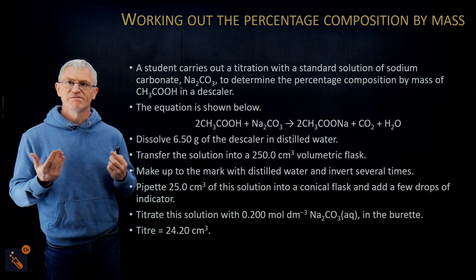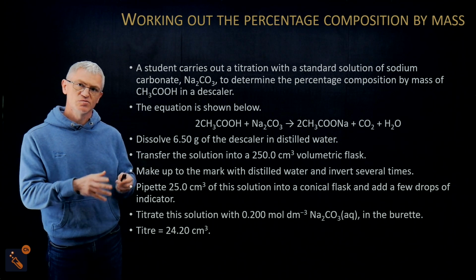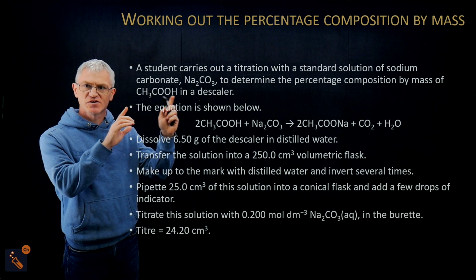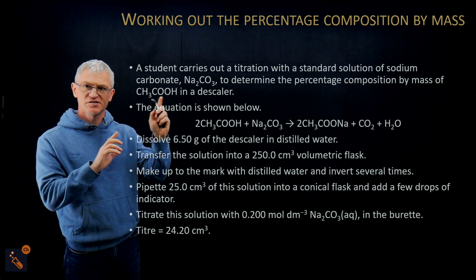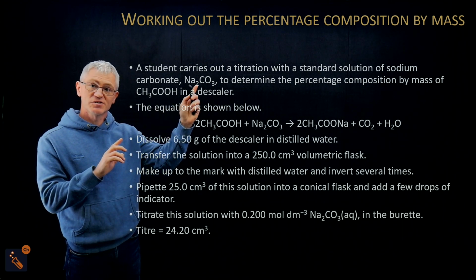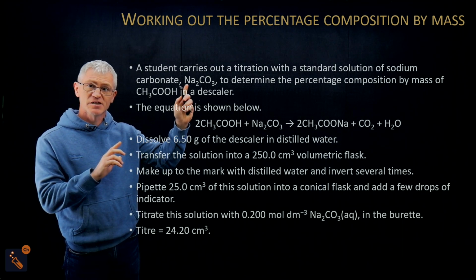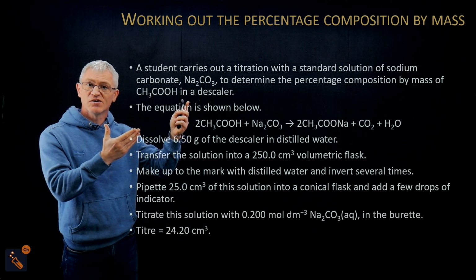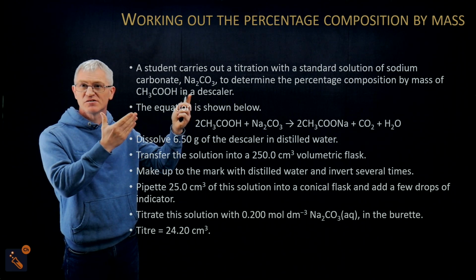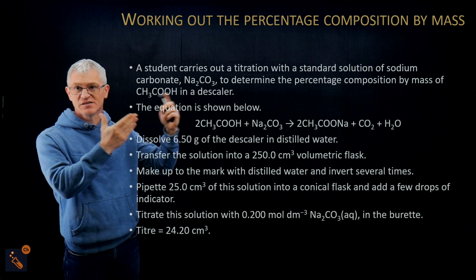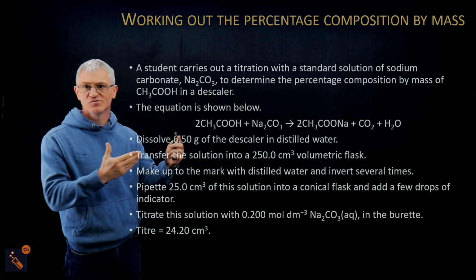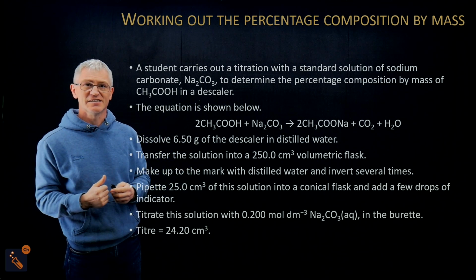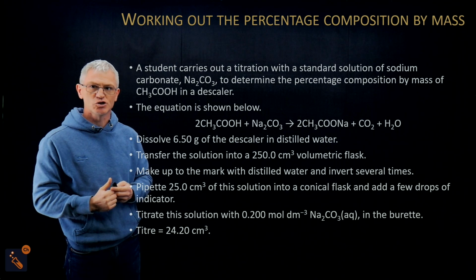So this is our final question on this video, working out the percentage composition by mass. If we look here, we have got a descaler, which is CH3COOH, which then reacts with the sodium carbonate. When that reacts with the sodium carbonate, you will find out how much of the descaler is CH3COOH, because we're given a mass of the original descaler, which is 6.5. That means some of that 6.5 is this acid. We need to find out how much.